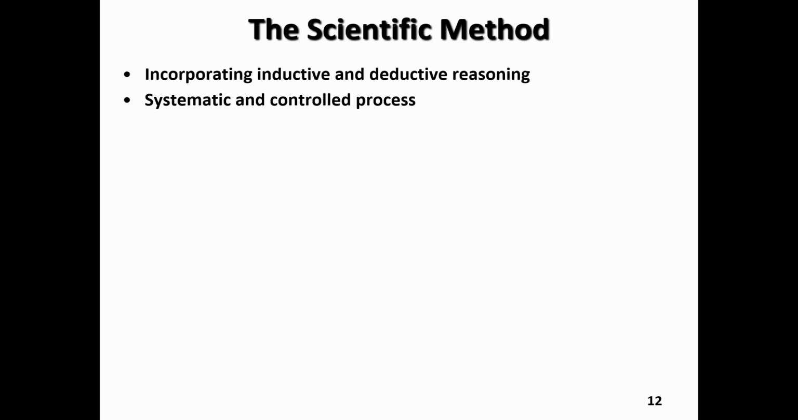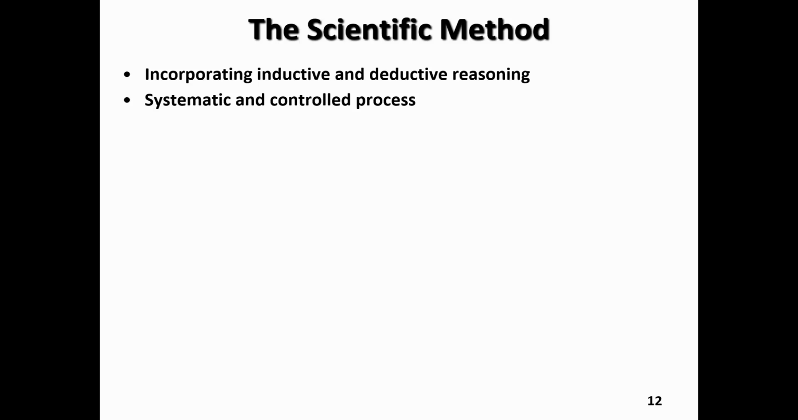In this lecture, I'm going to provide a background and a summary of the scientific method. Now, the scientific method is the foundation for which we conduct statistical analyses. And so when we think about the scientific method, it is a systematic process that incorporates two basic types of logical reasoning, and that's inductive and deductive reasoning, that I'll detail here on the next slide.